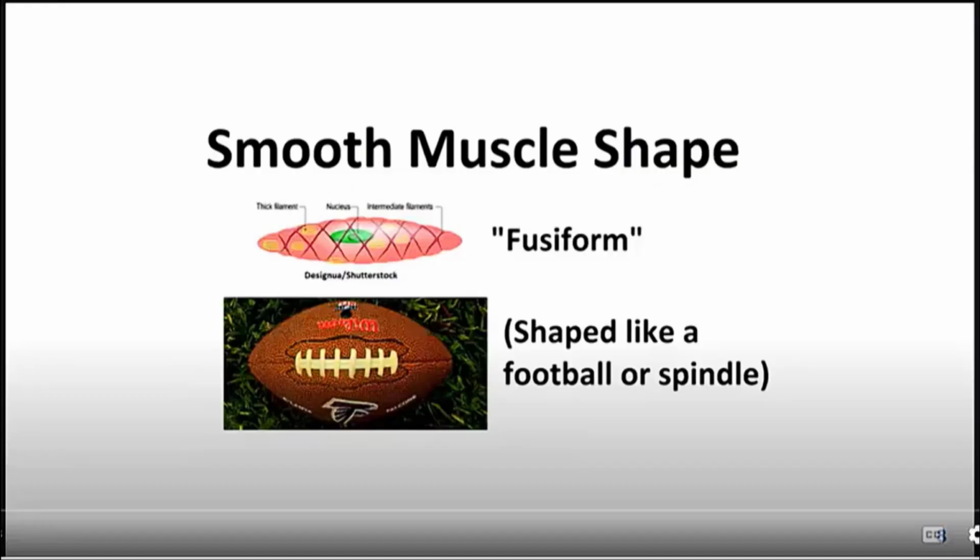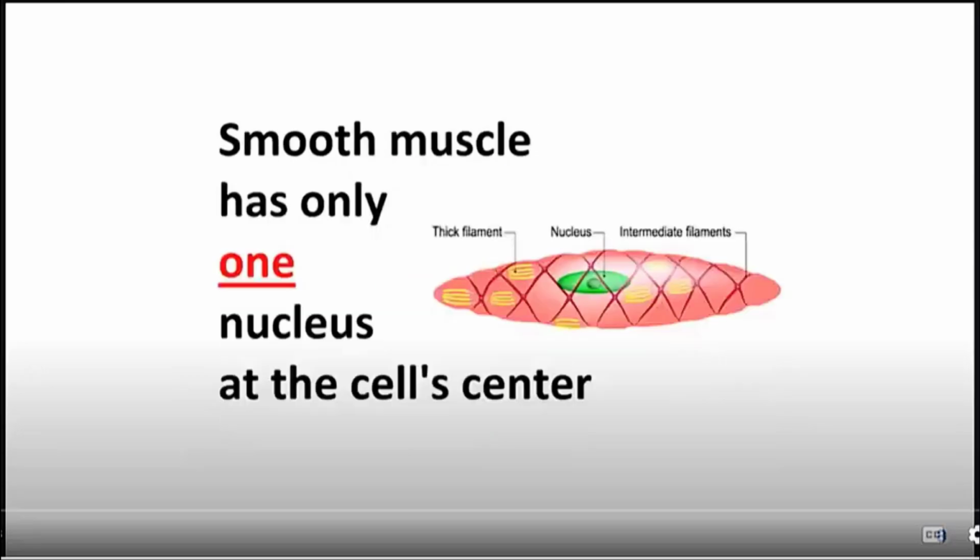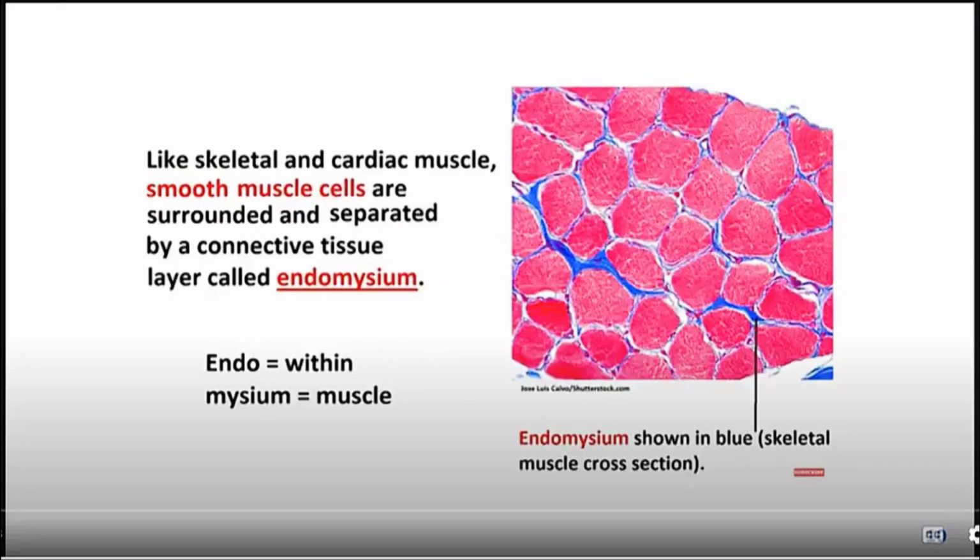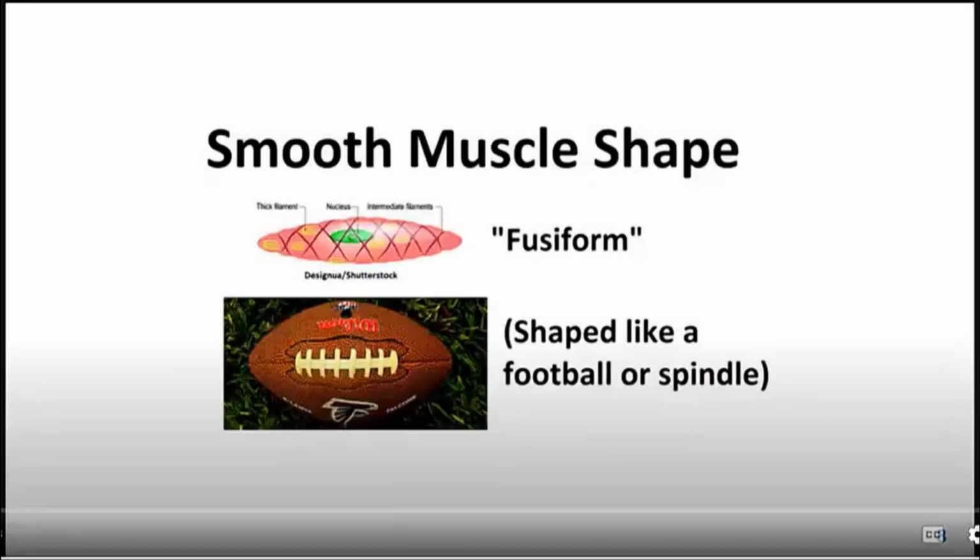So here, oh, it has only one nucleus. And you're going to find something interesting here. There are those intermediate filaments. And those intermediate filaments are going to make a network around that muscle. Okay.